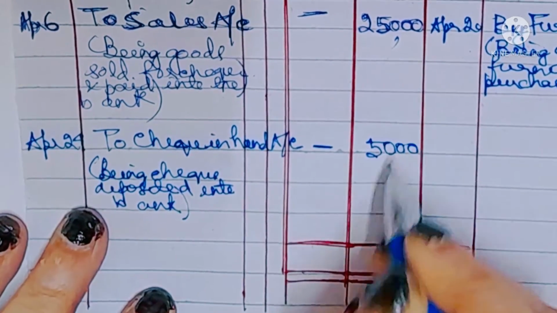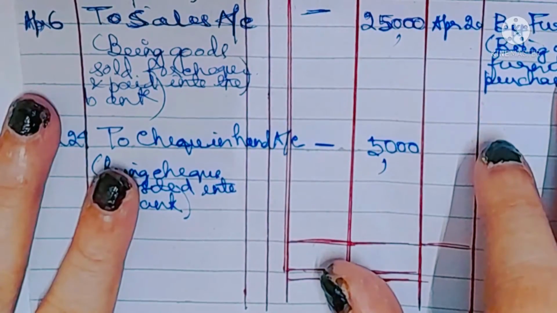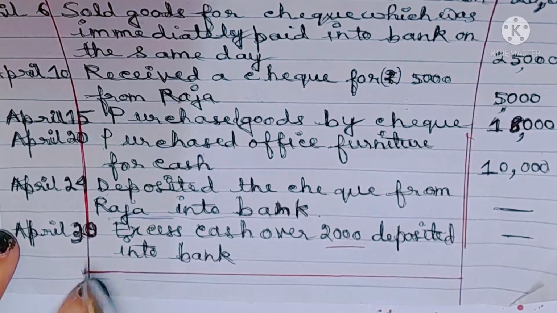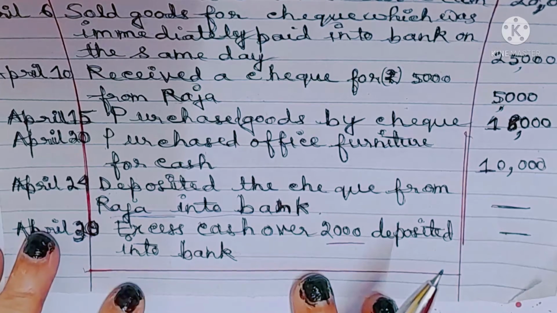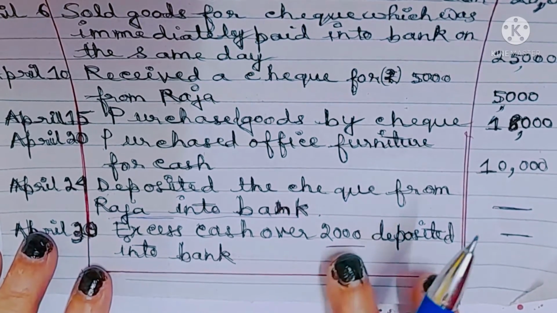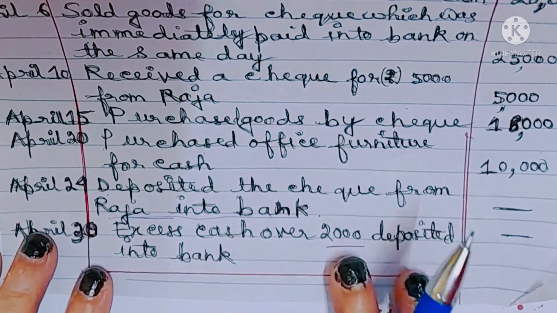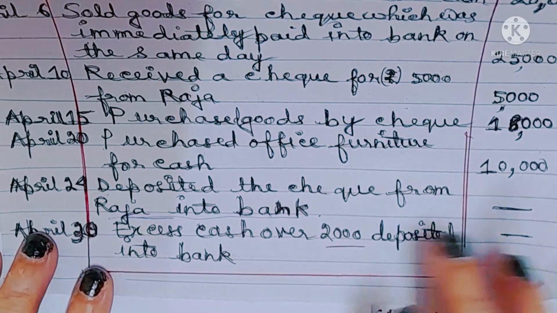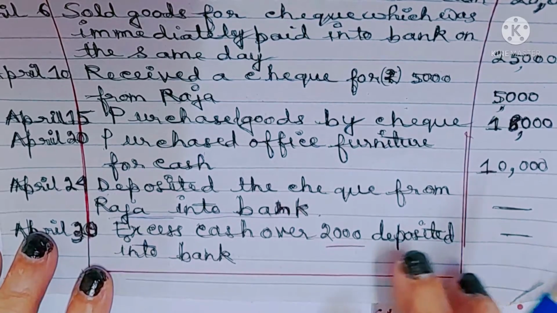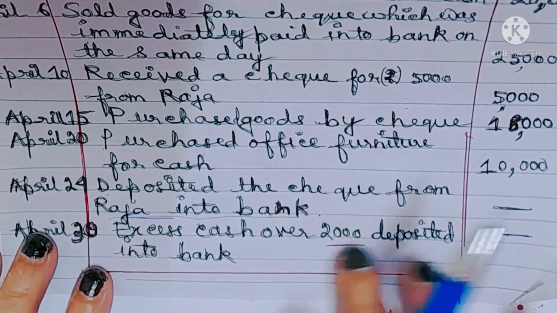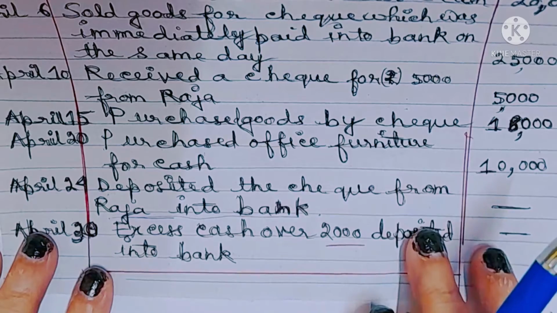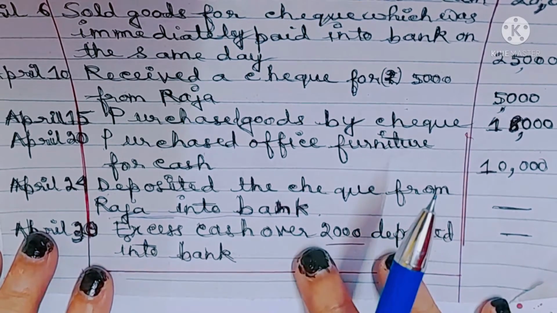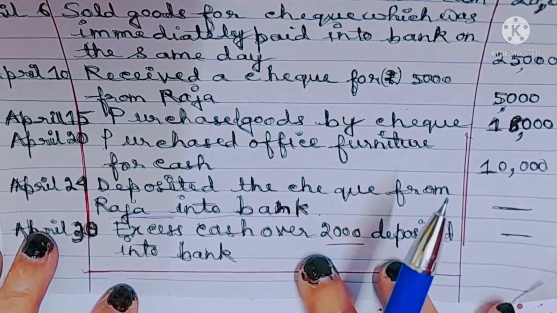Okay. Now let's see the last transaction. The last transaction is on 30th April, excess cash over 2,000 deposited into bank. What does it mean? It means you keep 2,000 as closing cash, and the extra, excess cash has to be deposited into the bank. That means after keeping 2,000 for the closing cash, you'll have to deposit the balance into bank.